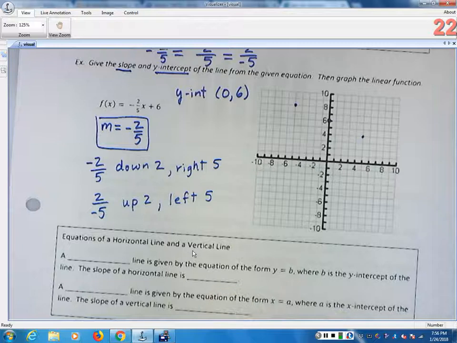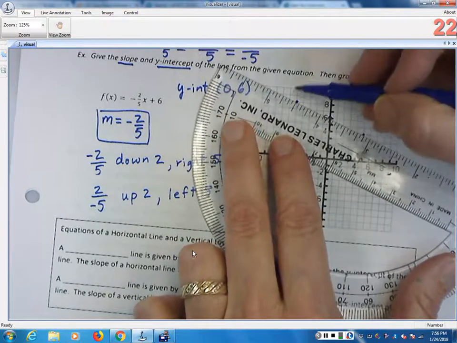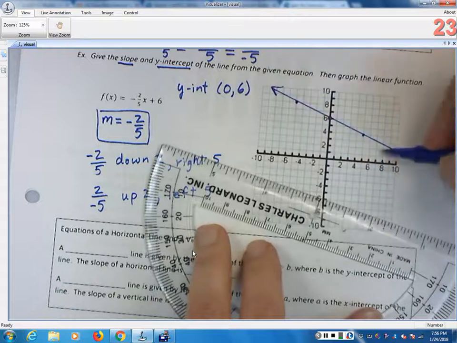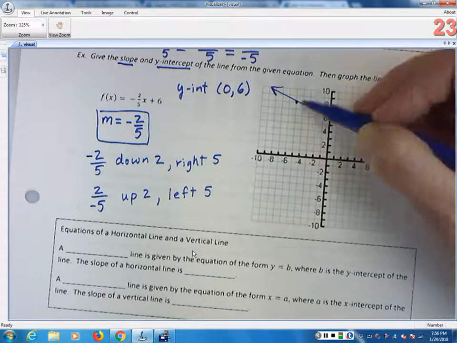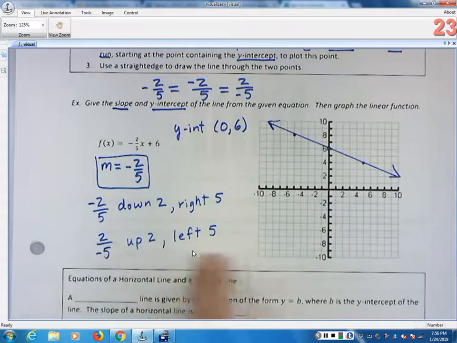I think I will get my straight edge. Okay, in my math lab, you'll only have to graph one of those points. I just wanted to make sure you knew that you can switch the minus sign around and graph it either way.